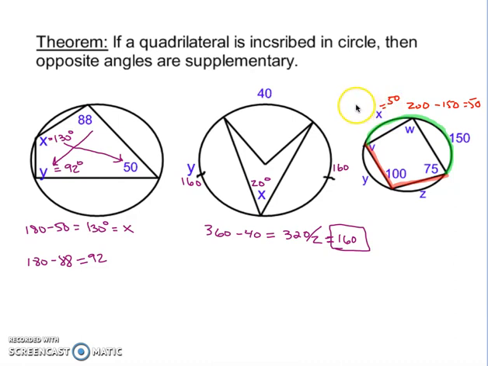The other thing I can do is look at the fact that inside my circle I have a quadrilateral, which means opposite angles have to be supplementary. So if this is 100 and W is opposite of it, that means that W has to be 80, because they have to add together to make 180. And here's 75, and V is the opposite angle of that. So those two have to add up to be 180. So 180 minus 75 is 105. So V equals 105.